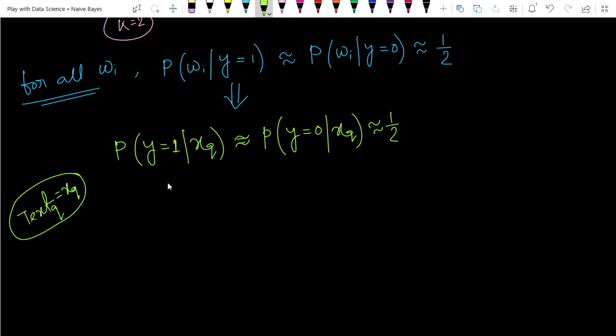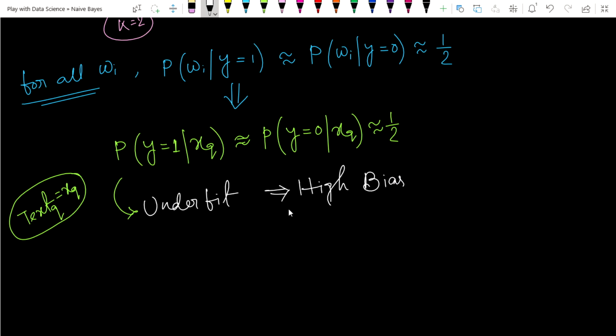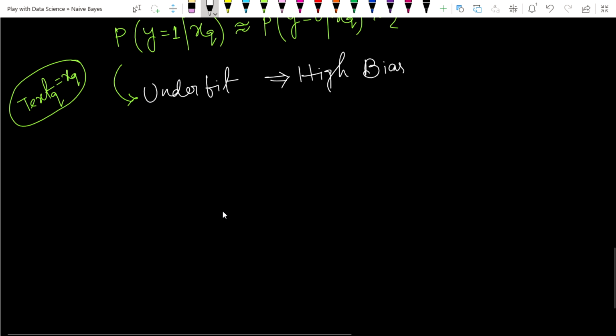In such situations, we call this model an underfit model, meaning our model has high bias. This situation is comparable with our KNN model. If you remember KNN, K is our hyperparameter.